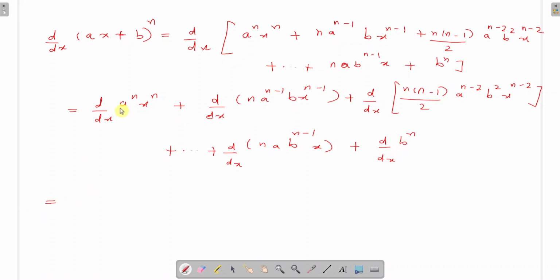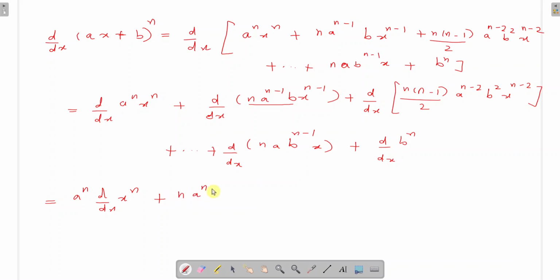Okay, now you know that whenever you have derivative of a constant times a variable, the constant comes out of the derivative. Okay, so what we will get here is a raised to n times derivative of x raised to n, plus, now this is the constant here, n a raised to n minus 1, b, so that will be out of the derivative.